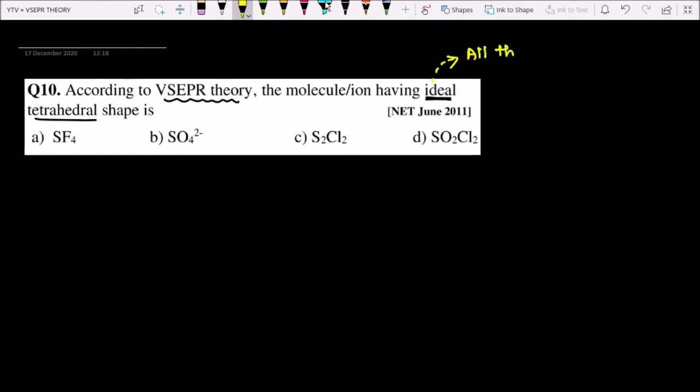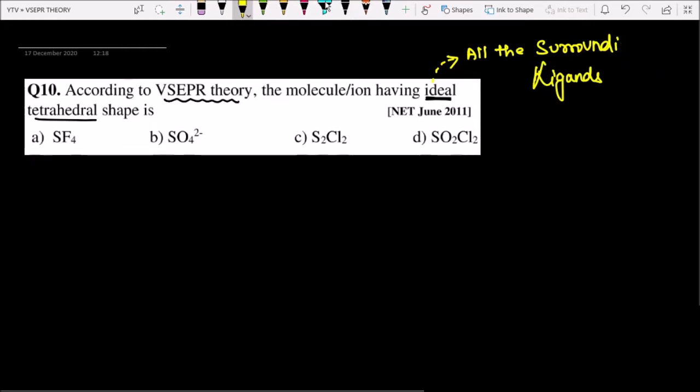In this question, they are asking us, according to VSEPR theory, the molecular ion which has an ideal tetrahedral shape. Ideal tetrahedral shape. See, whenever they tell you ideal, ideal means all the surrounding ligands should be the same. That means ideal condition. Surrounding ligands should be the same. Then only we call it ideal.